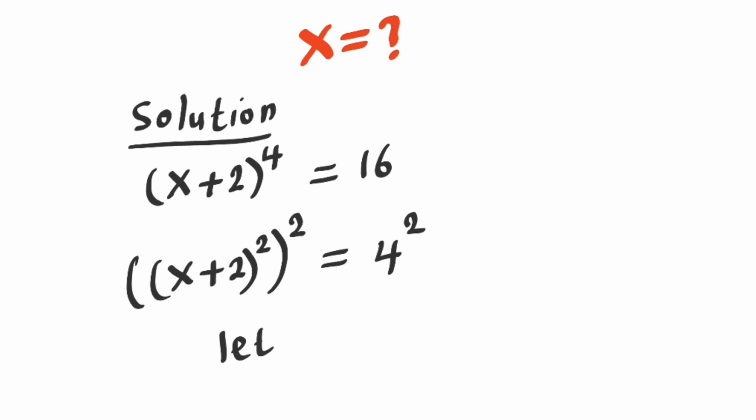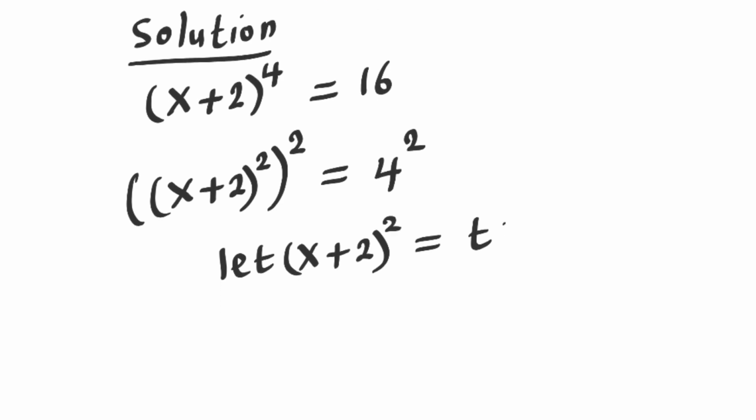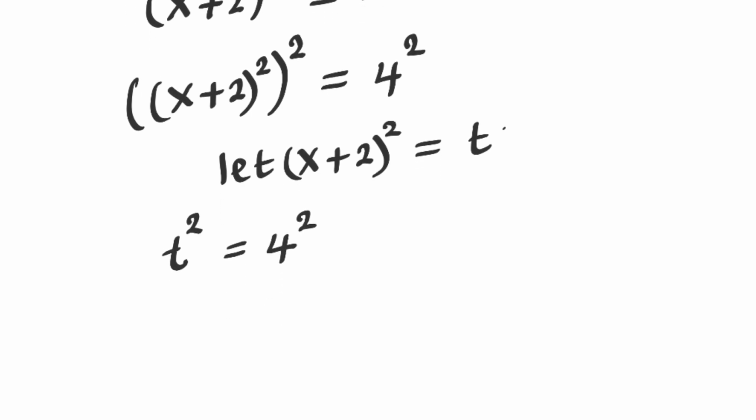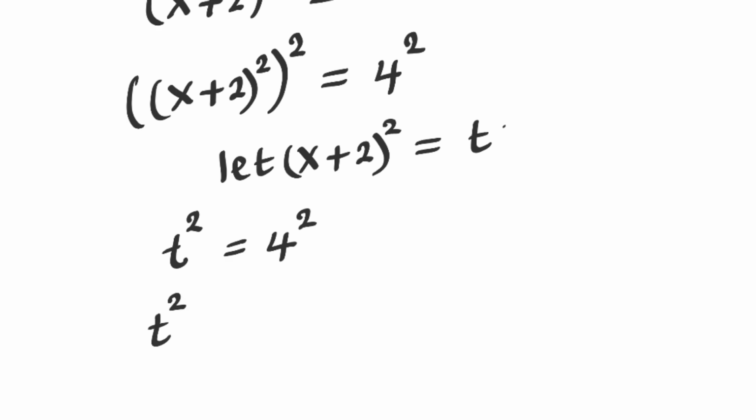Let (x + 2)^2 here be equal to t. Then the left hand side can be written as t^2 is equal to 4^2. This is t^2 minus 4^2 is equal to 0.